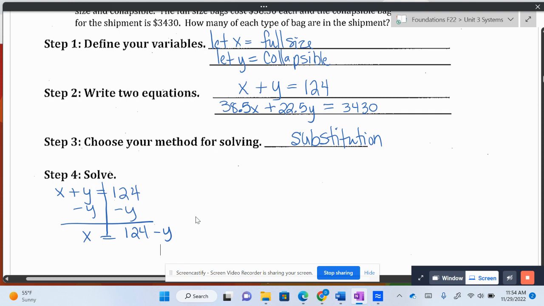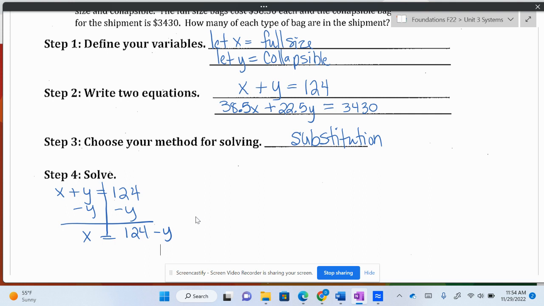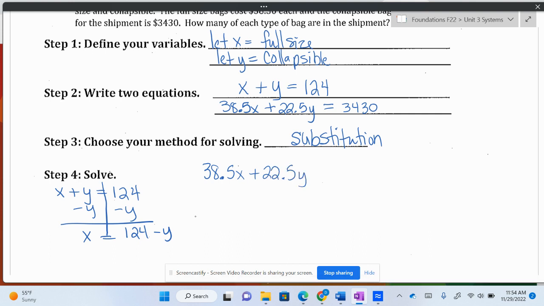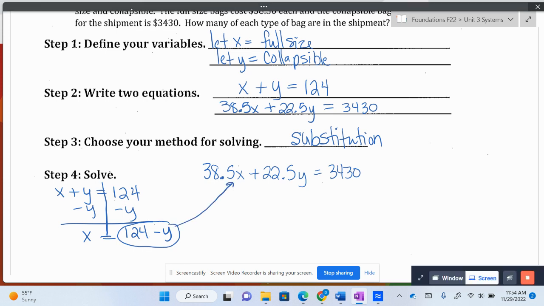You could have minus Y plus 124, yes? Because I have 124 minus Y. I plugged it into this top equation. Do you see? Okay. All right. So now I'm going to use the second equation, which is 38.5x plus 22.5y equals 3430. And I'm going to replace the x with this right here. Does that make sense? Yes or no?